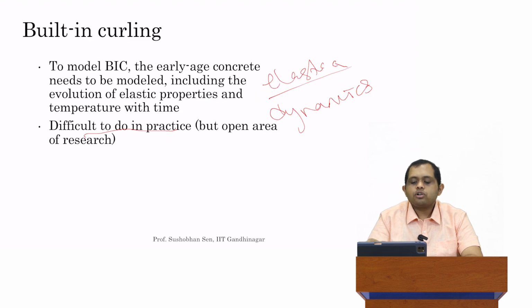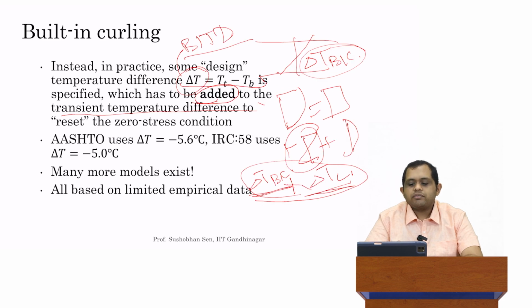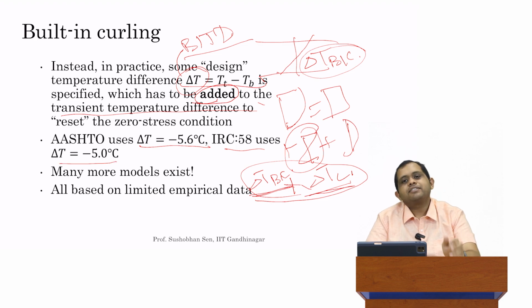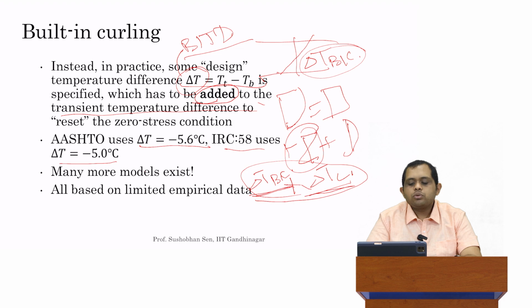If we don't want to go through this long process of modeling the dynamics of concrete development, then what value can we use? It turns out there is a whole variety of answers. AASHTO in the US recommends a value of delta T equal to minus 5.6 degrees Celsius. IRC 58, which is the Indian code, uses a slightly different value of minus 5 degrees Celsius. If you look up literature and various design codes from around the world, there's a whole variety of values. Indeed, there is one interesting paper which suggests using a different value during the day and a different value during the night.